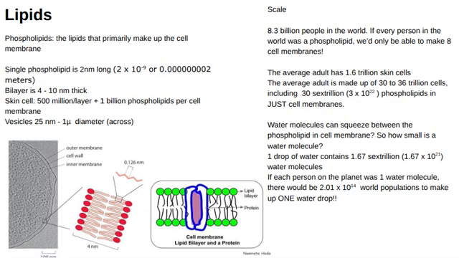So if we're talking about a single drop of water, it has 1.67 sextillion water molecules. If each person on the planet was just one water molecule, it would take 2 times 10 to the 14, so 2 and then 14 zeros after it, world populations to make one water drop. That's how small water is. Smaller than a phospholipid. These are things that you cannot see with the naked eye.